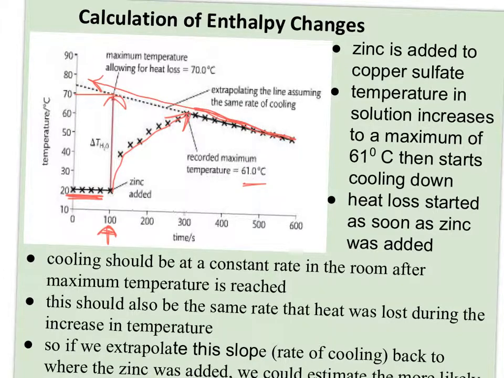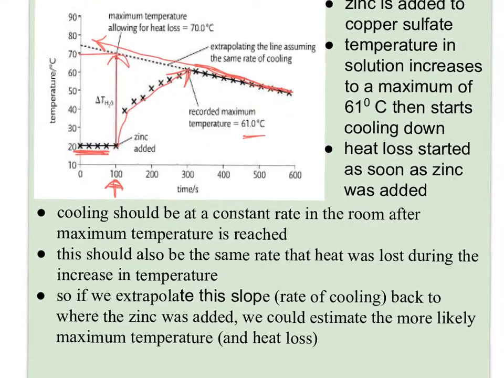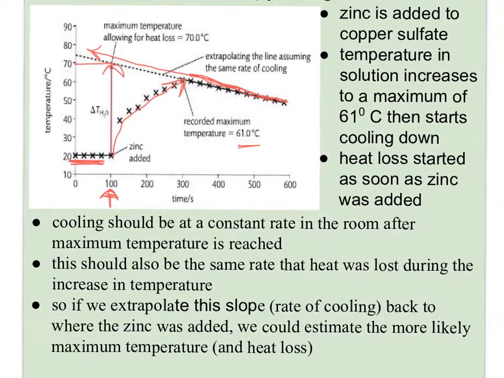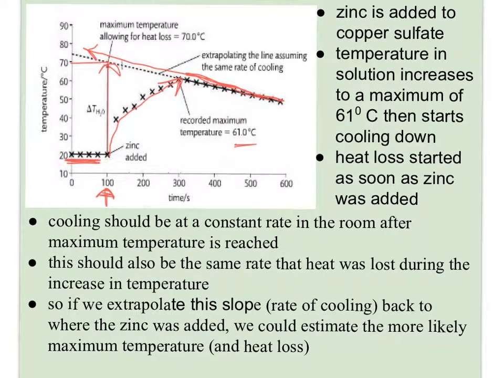So I'll just scroll up here a little bit, but basically that's what the rest of the slide explains, is why this extrapolation works to help give us an estimate of what would be a more reasonable or acceptable maximum temperature for our calorimeter.